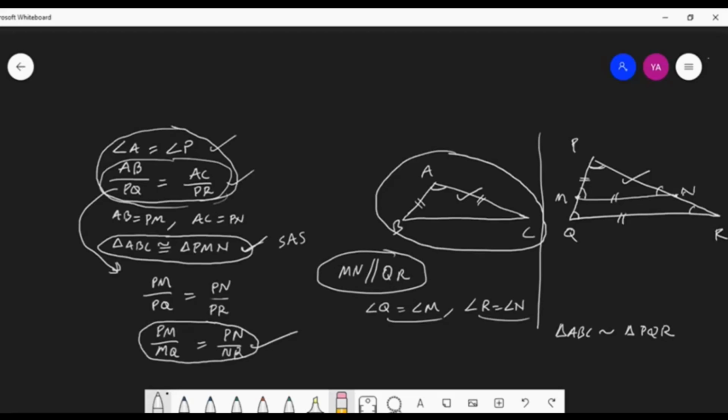Since MN is parallel to QR, angle Q and angle M will be equal. They are corresponding angles, and these two angles are also equal. So that shows that the angles of triangle PMN and triangle PQR are equal. And connect this idea to the other idea, that triangle ABC and triangle PMN are congruent. Congruent means their angles are also equal. So triangle ABC and triangle PQR have the same angles. And hence, by the AAA criterion, we can say these two triangles are similar. That's the proof. I hope it is clear.